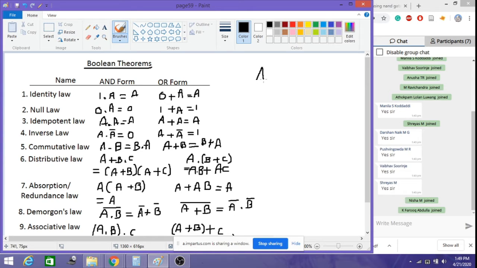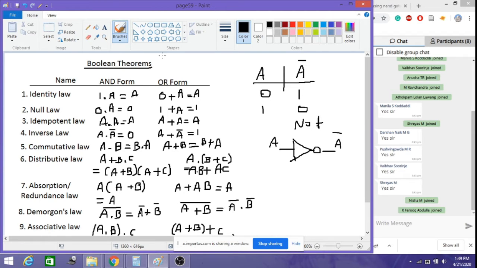What is the truth table of the NOT gate? The truth table of the NOT gate has A and A bar. When we give 0, we'll get 1. When we give input as 1, we'll get output as 0. So this is basically a NOT gate. Symbolically we represent it like this, an inverter, where we have the input as A and the output as A bar.